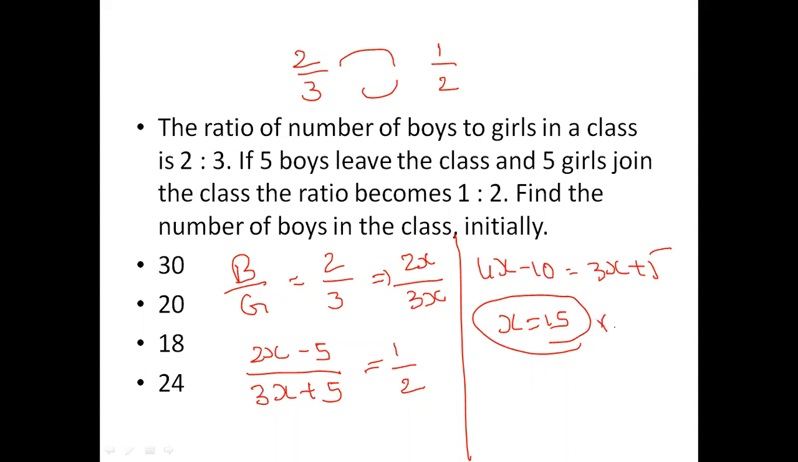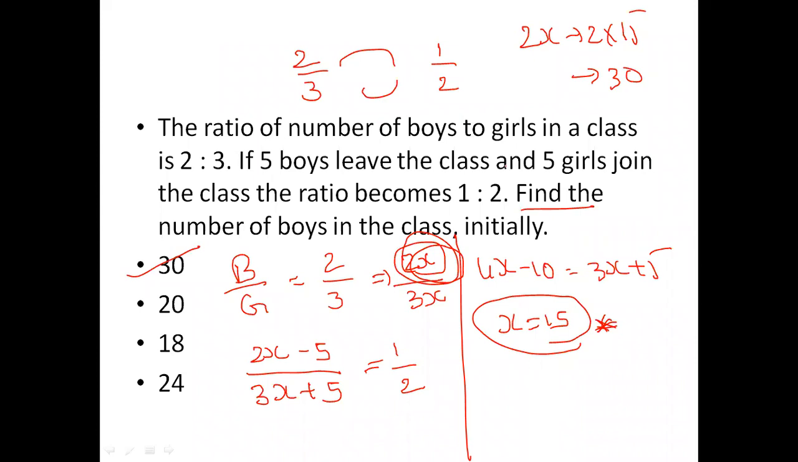But that is not the answer for the question, guys. Okay. What they're asking in the question: find the number of boys initially. Actually, 5 boys left the class, right? But they're asking initially. Initially, how many boys are there? Initially, 2x boys are there. So 2 into 15 is equal to 30 boys. So answer for the question is nothing but option A, 30.